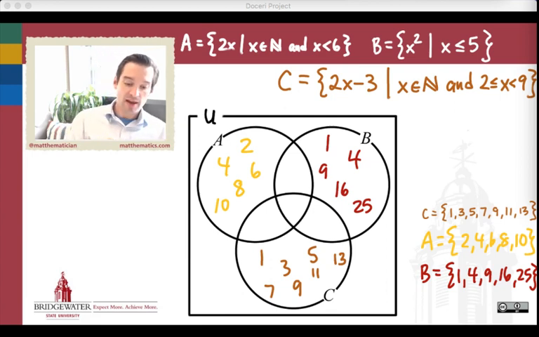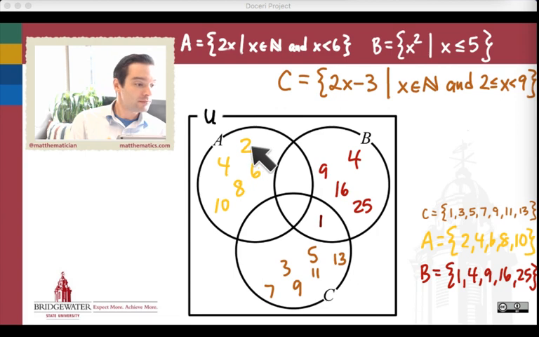So we'll just kind of take the elements one at a time. Let's start with 1. Well, 1 is showing up in 2 places right now. It's showing up in B and it's showing up in C. That means that we need to move it to the intersection of B with C. So 1 belongs at least there. Okay, so we'll put 1 there for now.